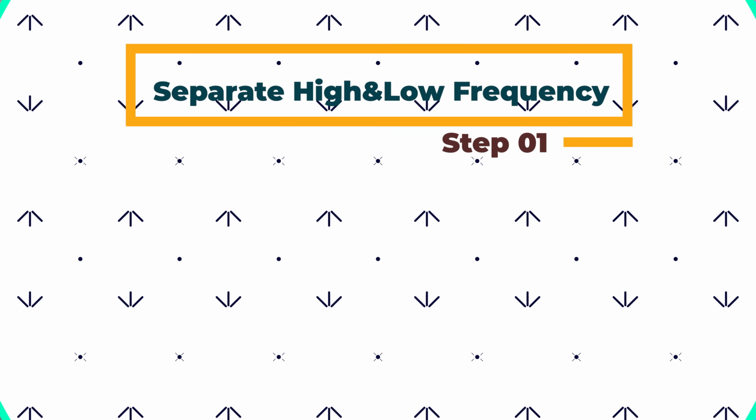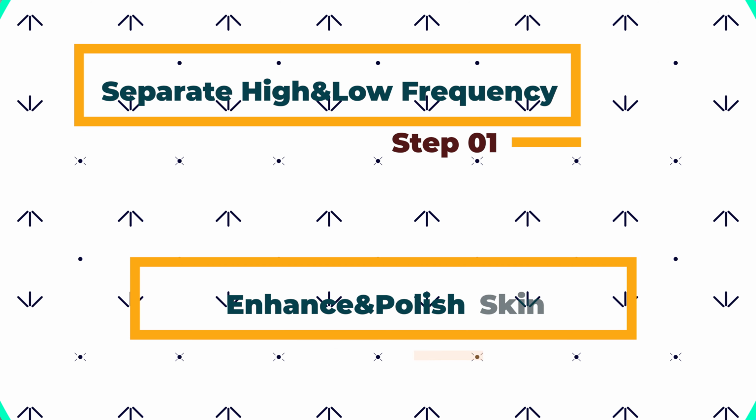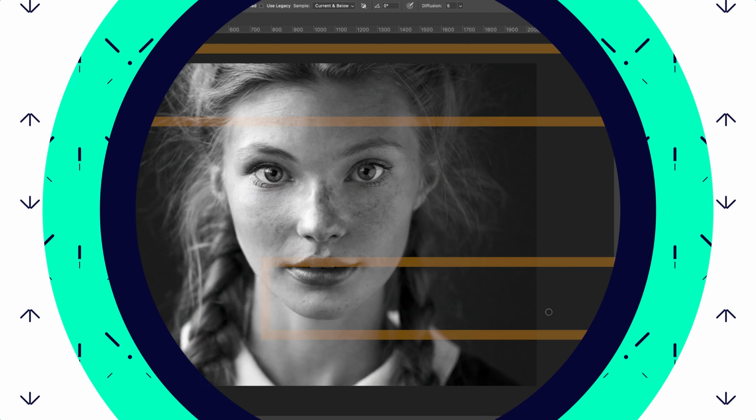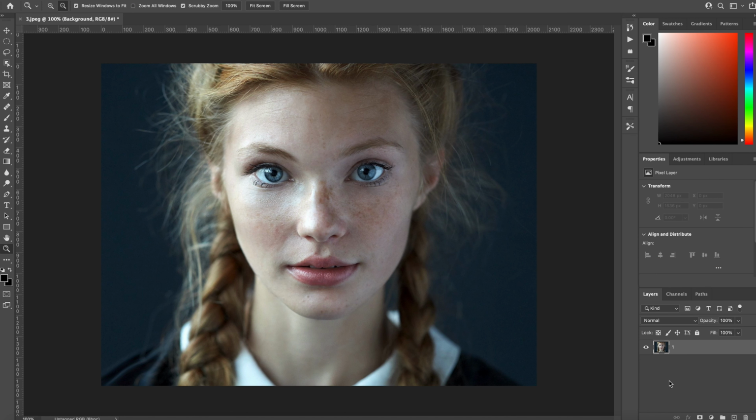So technically, frequency separation retouch is really easy to use. Step number 1. Separate high and low frequency. Step number 2. Use all the tools you are already familiar with. Fix everything you don't like on an image. Let me show you an example here. See how this technique works in Photoshop.